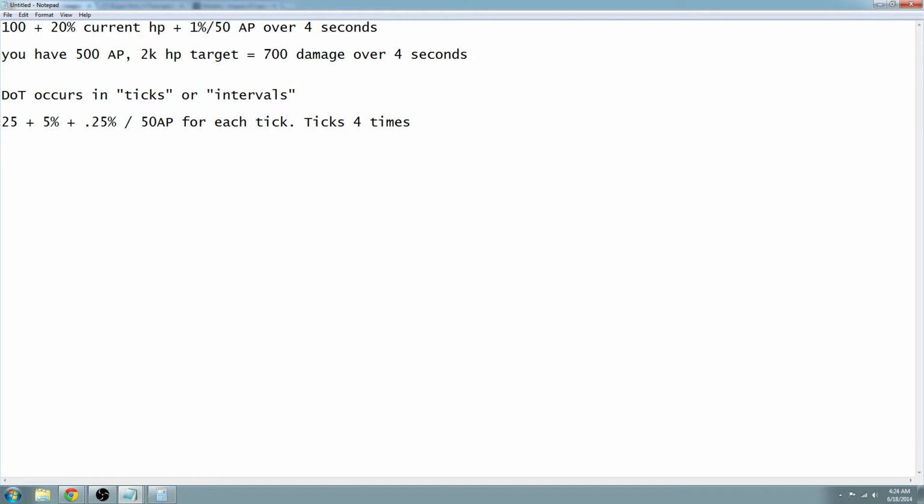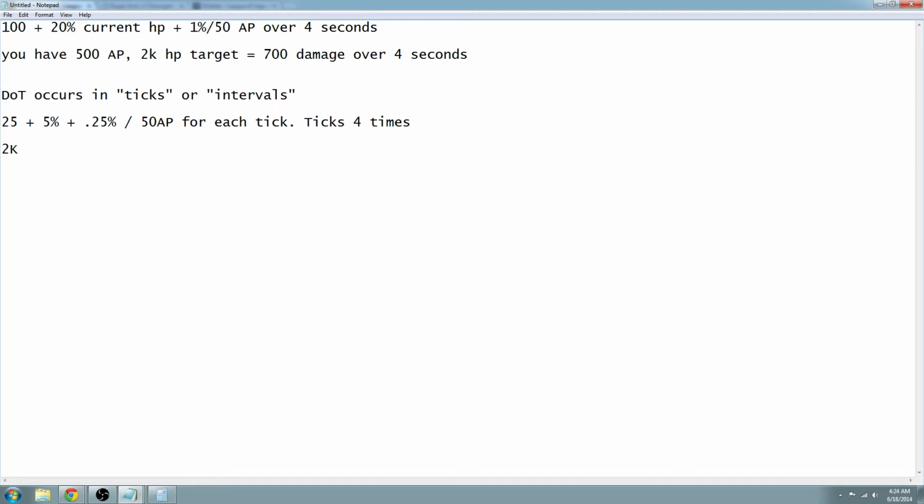So let's go ahead and look at the first example here. I've done these on another sheet, if you want to walk through these yourself, you can. But let's look at the 2000 health target example. Let's ignore all magic resist. Let's assume this person has literally 0 magic resist. They've picked a champion that is worse than Urgot, and they're just messed up. And you have 500 AP because you're fed. So 2k HP is their starting point. This is the best case scenario for you.